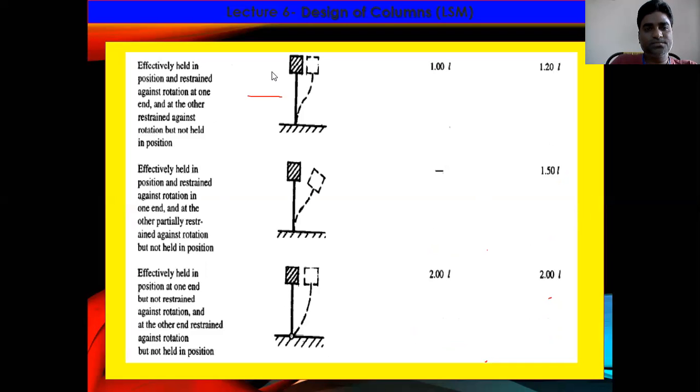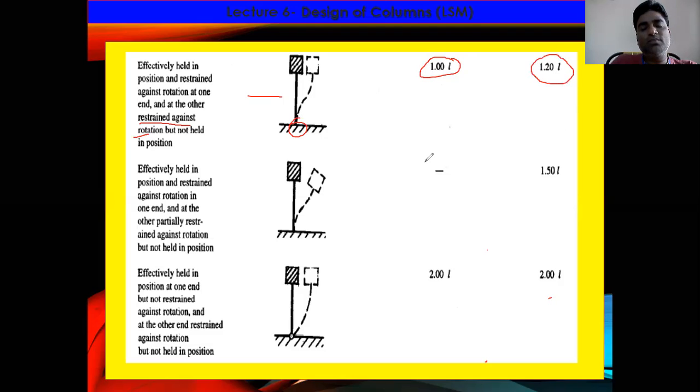Next is effectively held in position and restrained against rotation at one end, that means that end is fixed. At the other end, it is restrained against rotation but not held in position. That means the joint can rotate but the position of the joint is allowed to change. So in this case, the theoretical value is L and the recommended value is 1.2 L.